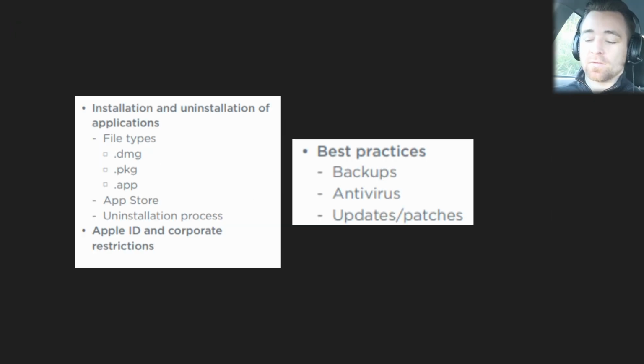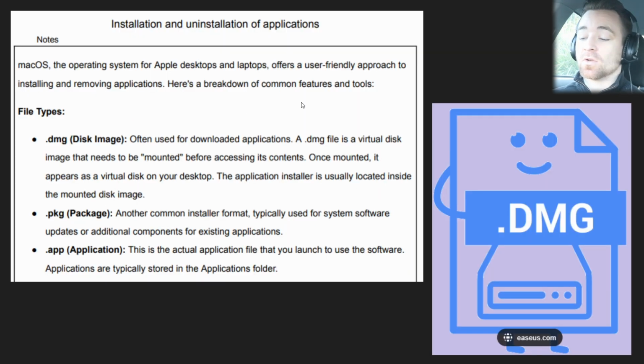We're going to be starting off with installation and uninstallation of applications, looking at different file types. So we've got DMG, PKG, and APP. We're going to talk about the differences between those and when you might expect to use each of them. You may need to know this for your exam, or you'll definitely need to know, but at kind of a broad level, I guess. It's largely one slide's worth of information here.